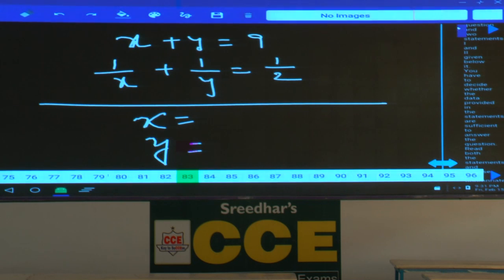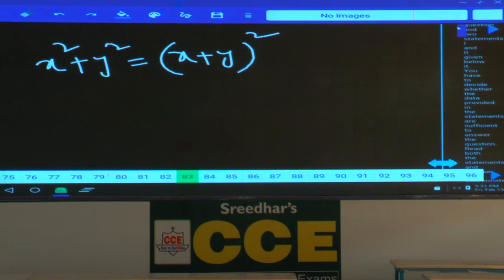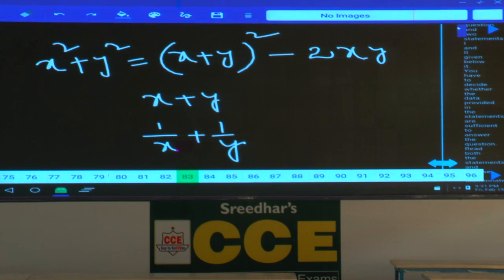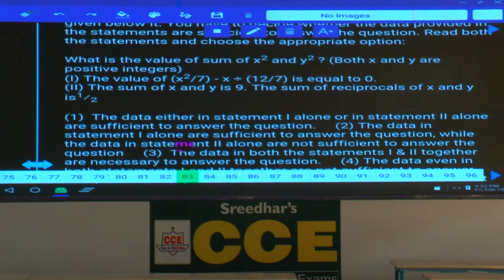Should I tell you one more thing? You don't have to calculate individual values of x, y. Your question is x square plus y square is equal to how much, correct? This is equal to x plus y whole square minus 2xy. You know x plus y, and from the second one alone, x plus y by xy is equal to 1 by 2. So you have to solve it. Will you get the answer using 2 alone or not? Yes, done. Next.